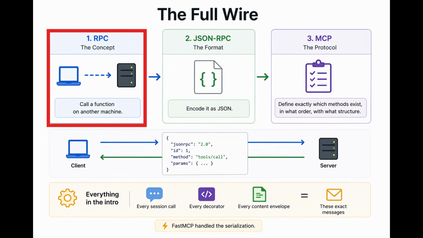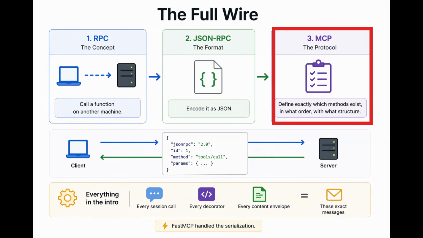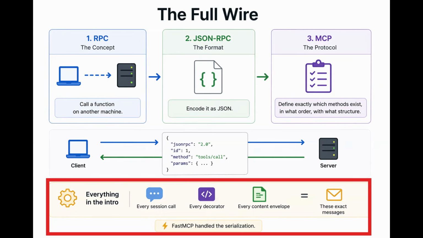RPC is the concept. Call a function on another machine. JSON-RPC is the format, encoded as JSON. MCP is the protocol. It defines exactly which methods exist, in what order, with what structure. Everything in the next section, every session call, every decorator, every content envelope was producing these exact messages. FastMCP handled the serialization. Now, you know what it was producing. Next, we build the actual code.